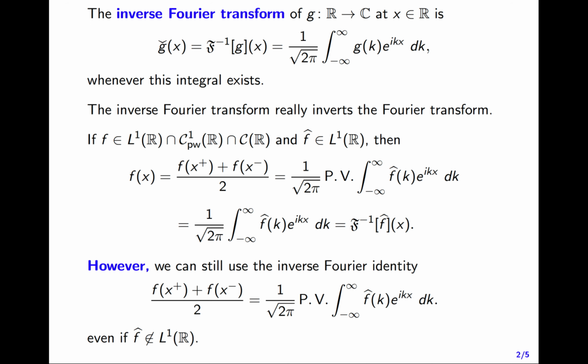On the other hand, even if your Fourier transform f hat is not in L1, this inverse identity, f of x plus, plus f of x minus, over 2 equals 1 over root 2 pi times the principal value, always holds. So there will be some examples, we're going to do one in a moment, where f hat is not in L1, and still we can fool around with the inverse Fourier transform to figure out what f is. So don't be too attached to having f hat in L1, because as we know from examples from last week, that's not always going to happen.